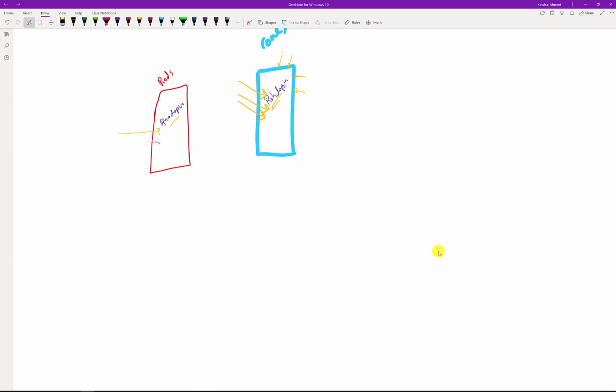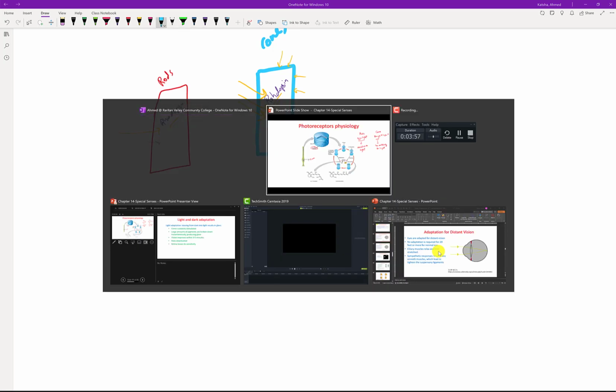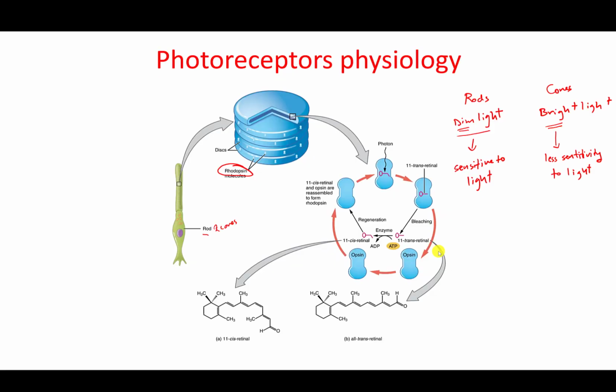This rhodopsin, when it gets activated by light, switches between two states. Here you can see that, for example, when there is light, it will move from this position, all-trans retinal, to this position, 11-cis retinal. So this is in light. And when there is no light, it will go back to here. So it has two positions that it is switching between, 1 and 2.